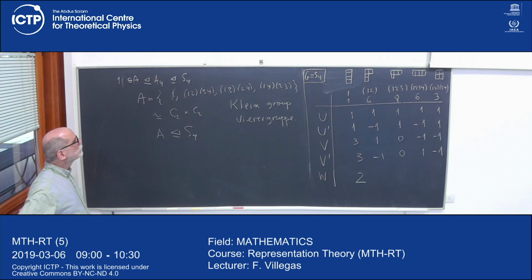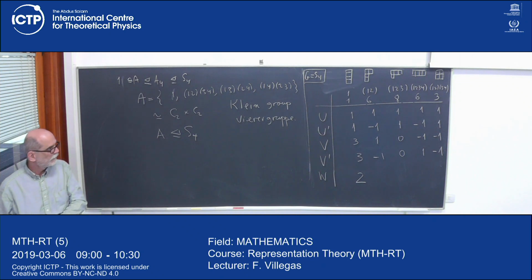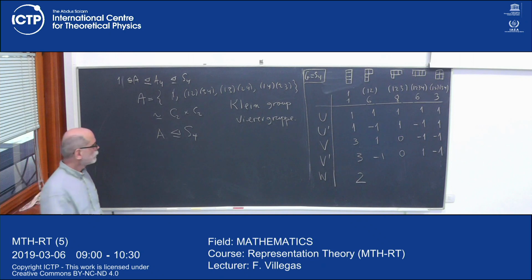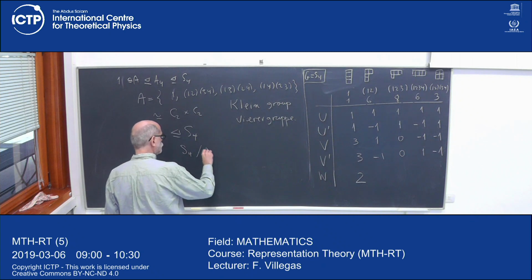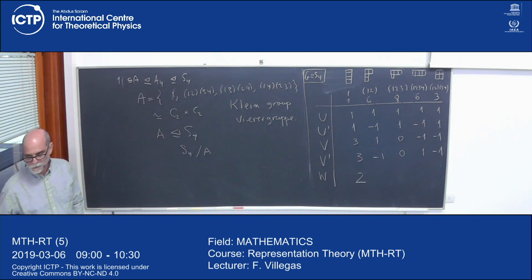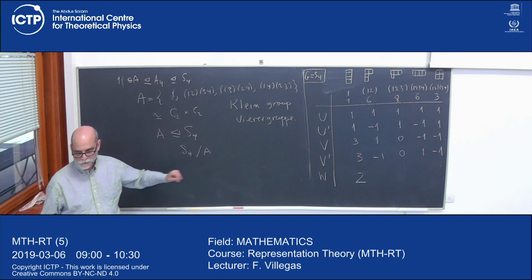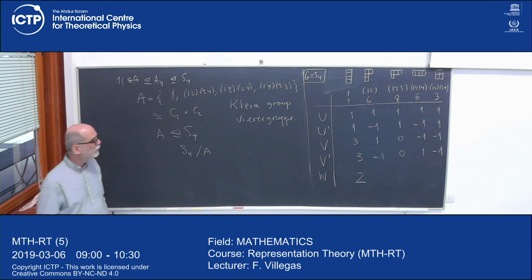So this, I claim, gives you a way to have S4 act on three things. Let me give you one hint. So A is normal, what is the quotient of S4 by A? What is the order to begin with? This is order 24, this is order 4, this is order 6. So what is it? It's isomorphic to S3.